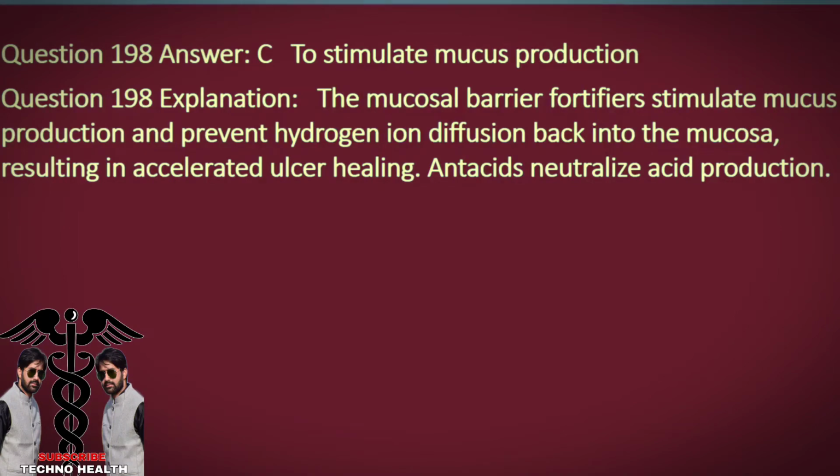Question 198. Explanation. The mucosal barrier fortifiers stimulate mucus production and prevent hydrogen ion diffusion back into the mucosa, resulting in accelerated ulcer healing. Antacids neutralize acid production.